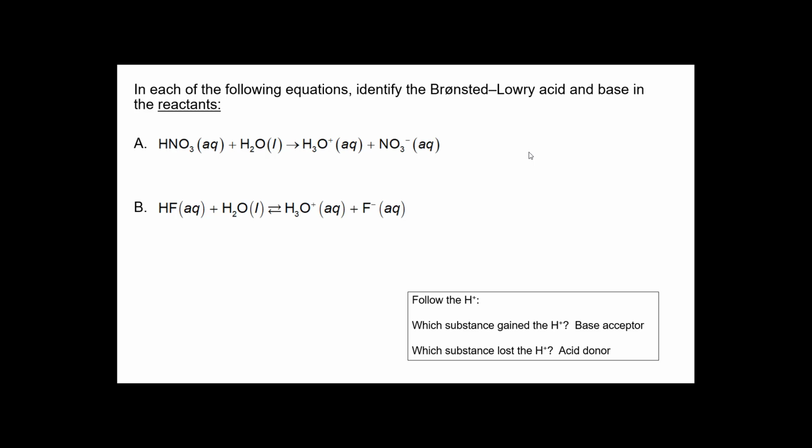In each of the following equations, identify the Bronsted-Lowry acid and base. So this is in the reactants. We're not looking for conjugates yet, just the reactants.